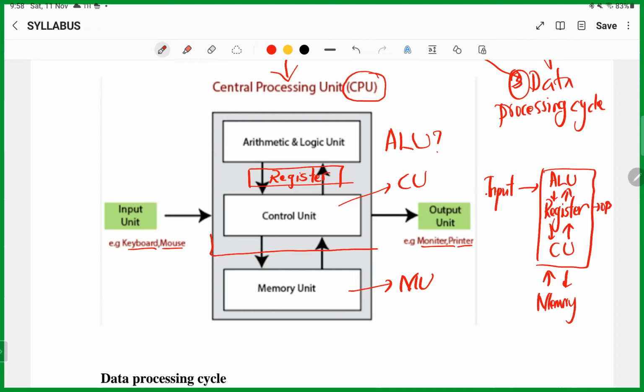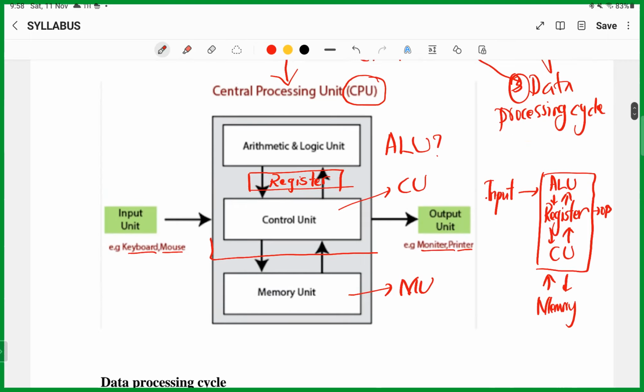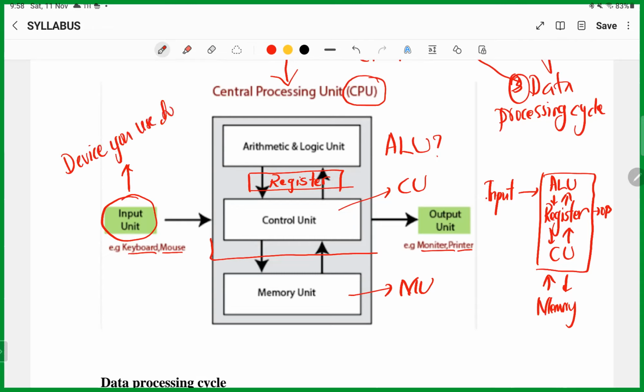Okay. So let us discuss one by one what these are. First, we'll discuss the input unit. Input unit is nothing but whichever device you use to give inputs to the computer. Whatever devices you use to give inputs to the computer, we call it input unit.